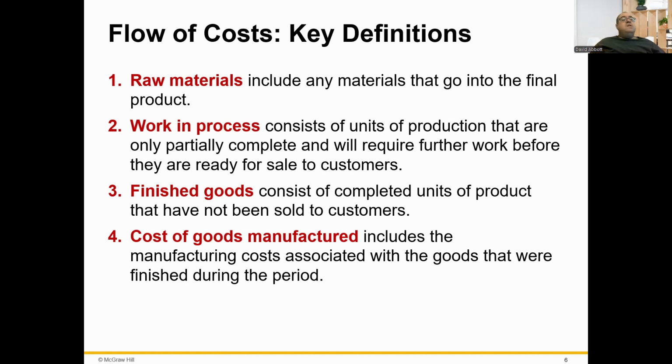And then finished goods consists of completed units of product that have not been sold to customers. So if you have something, it's ready to go, but you haven't actually sold it yet, it's finished goods. And then the cost of goods manufactured includes all of the manufacturing costs associated with goods that were finished during that particular period. And again, that's important because the period could be the month, it could be the year.